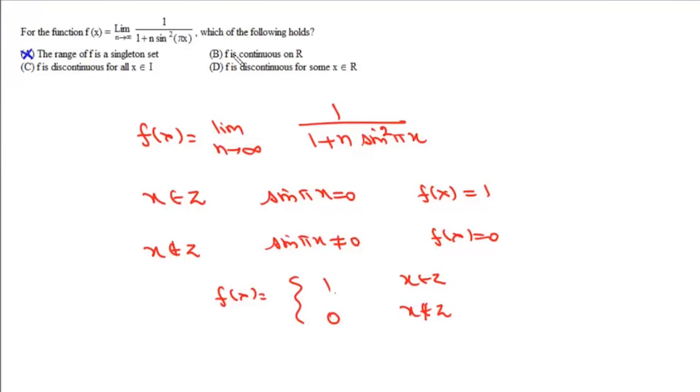F is continuous on R, not possible. C is f is discontinuous for all x belongs to Z. Yes, that's true. It is discontinuous for all x belongs to I. And D is f is discontinuous for some x belongs to R. So if it is single option, then I think better one is C, but then this D is also correct, because this function f(x) is discontinuous for some values of R, and all those values, they are integral values.